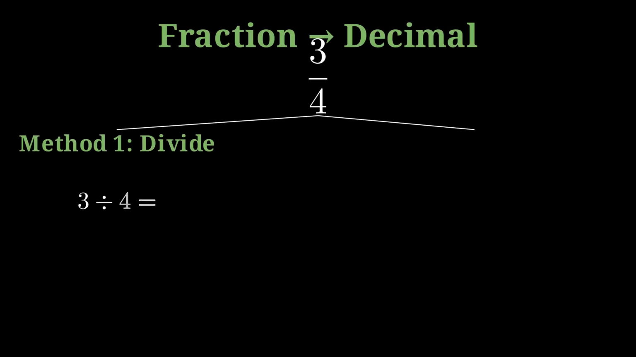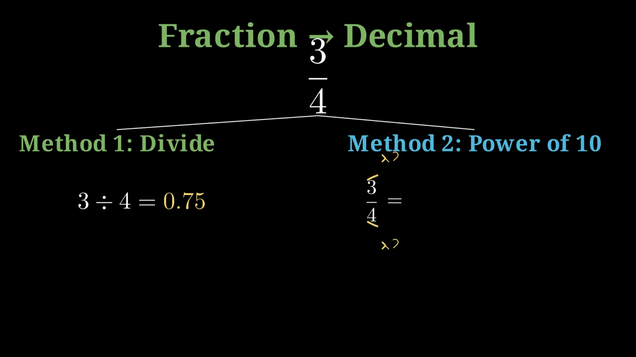There are 2 ways. Method 1, divide. 3 divided by 4 equals 0.75. Method 2, power of 10.